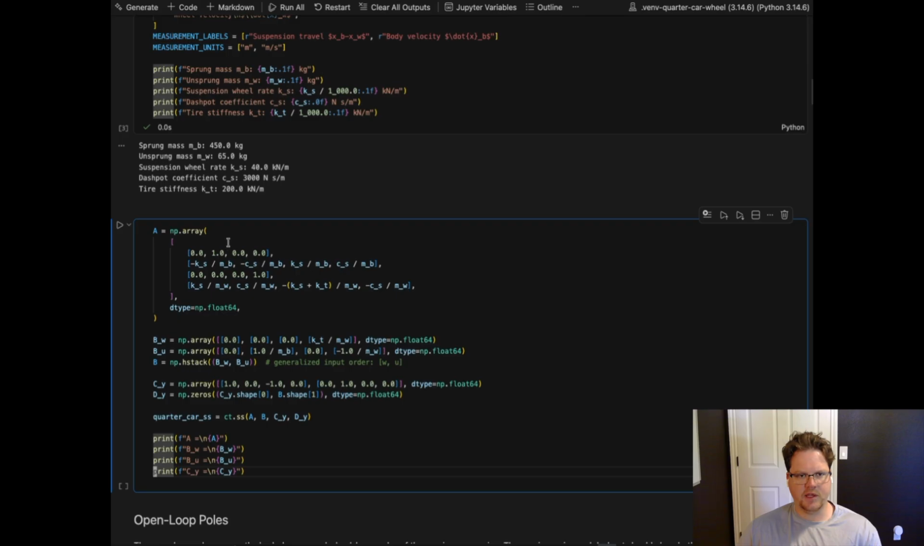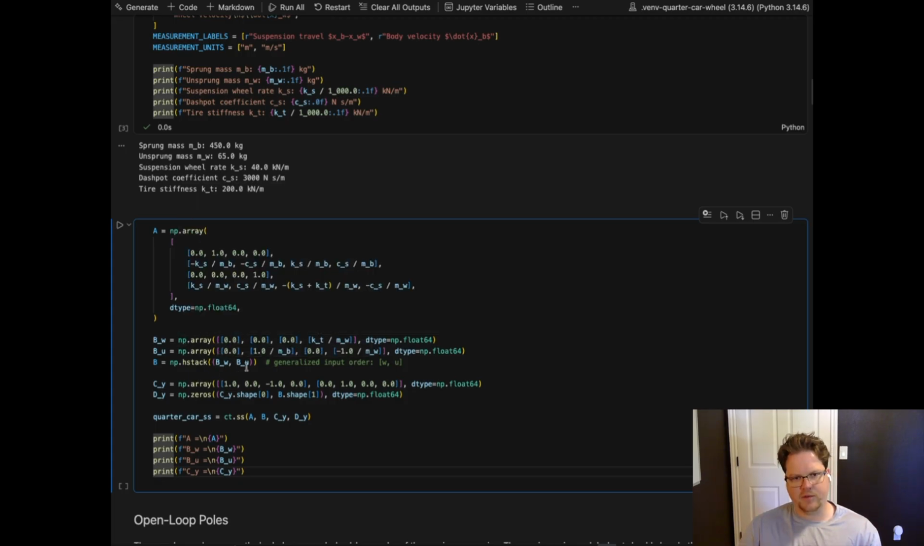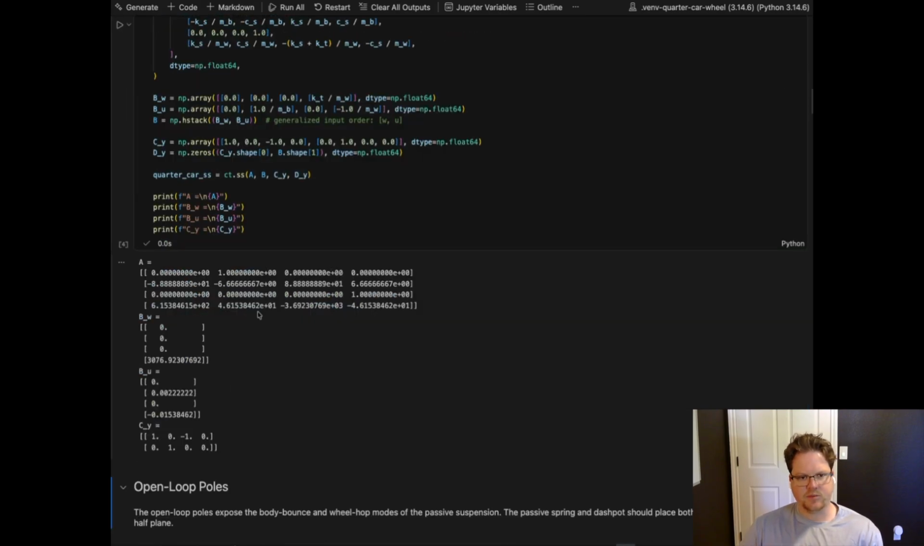And so here I'm setting up the A, B_W, B_U, and then the B, which is this horizontal concatenation of the B_W and B_U as our input matrix B, which takes in W and U for that concatenated exogenous input with control. And that's just, again, straightforward from what I described above. C_Y, same thing. D_U is just going to be zeros, so there's no feedthrough at the moment. And that's just printing it off.